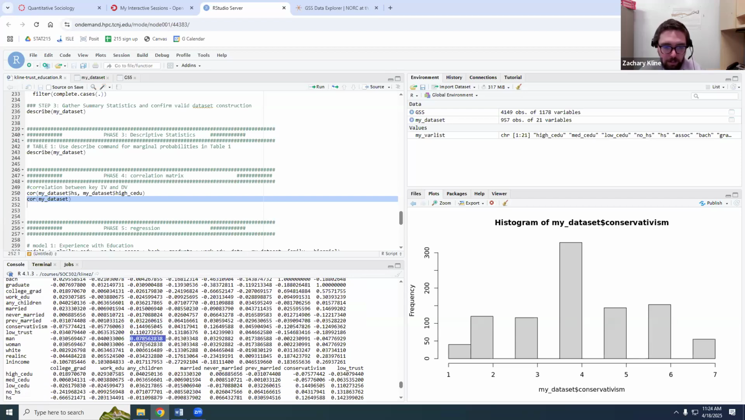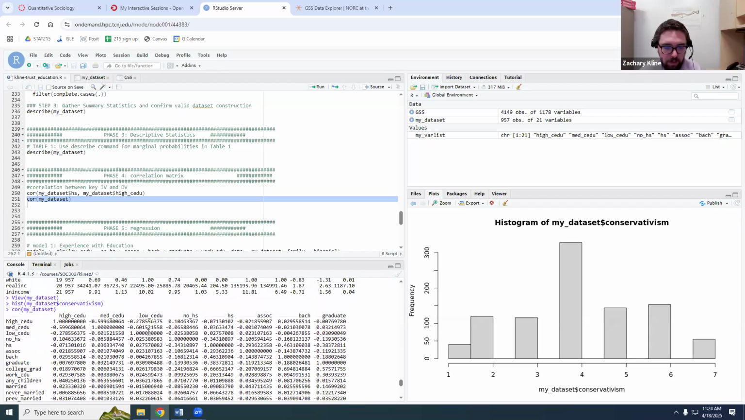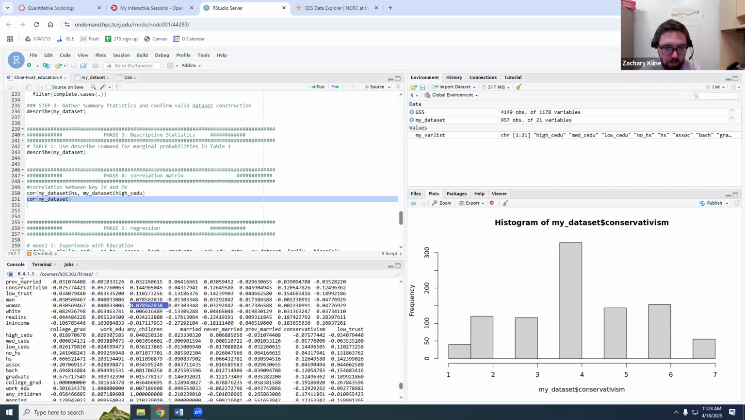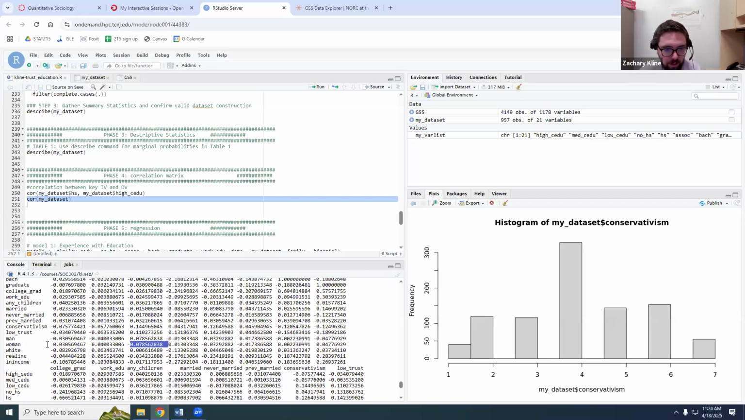Similarly, man has a positive correlation with low confidence. Woman has a negative correlation with confidence. And we can keep scrolling down where we find low. Yeah, I guess that was most of it, right? Yeah.